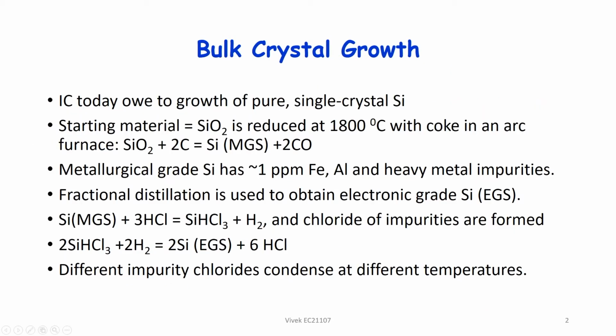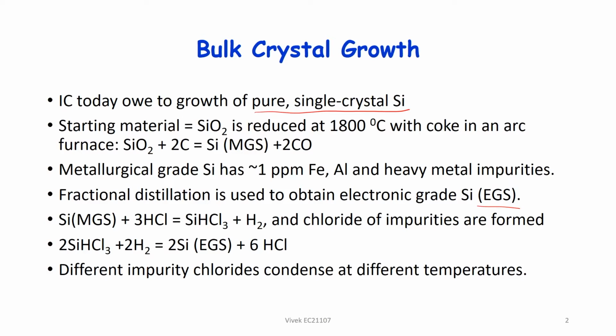So first of all, bulk semiconductor crystal growth. It is very important to have a single crystal substrate, whether it is silicon or gallium arsenide. We have to have single crystal silicon, and it is also called electronic grade silicon, EGS. Now the IC growth that we see today is due to pure single crystal silicon. It is very important to obtain a pure single crystal silicon.